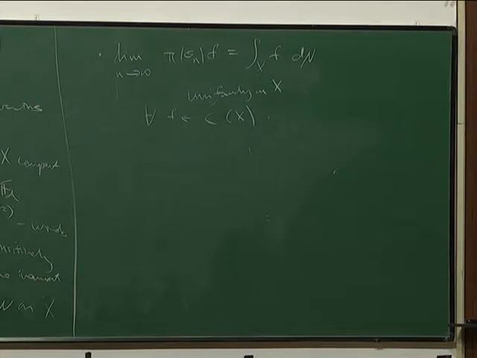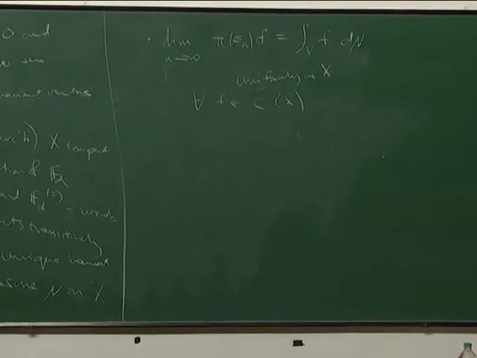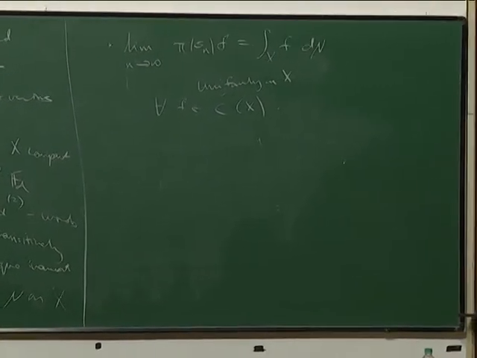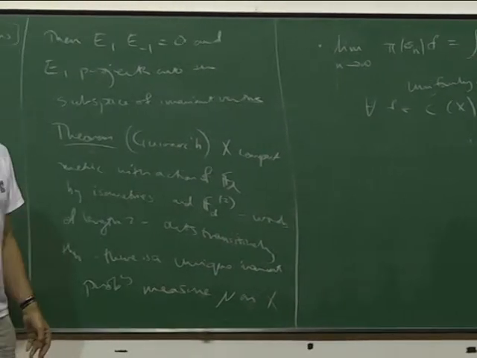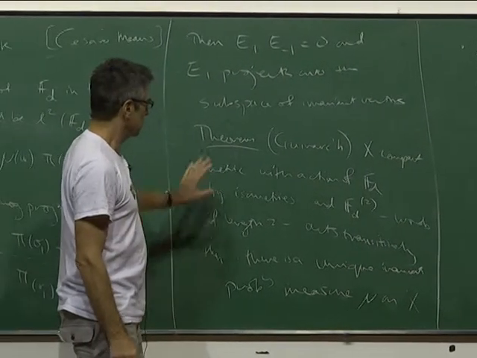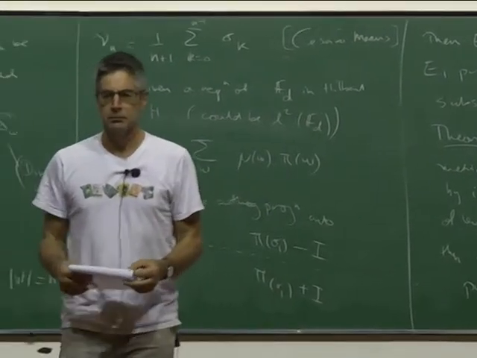So this is not massively difficult to prove. The fact there's an invariant probability follows from the Krylov-Bogolyubov theorem that I mentioned the other day, and then you use the Arzela-Ascoli theorem to show that there's a uniform convergence here.